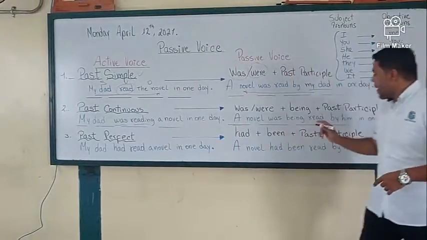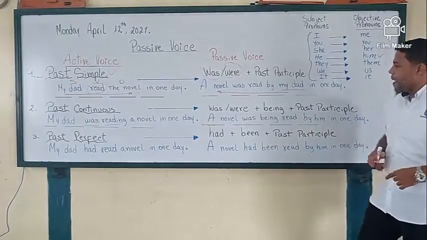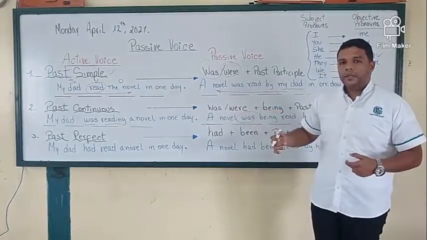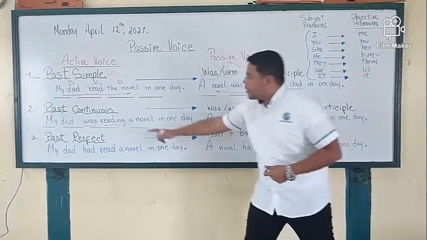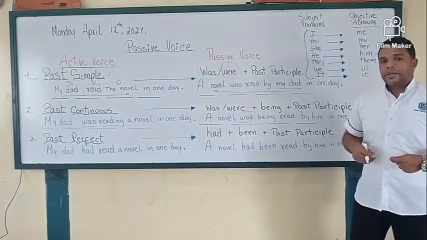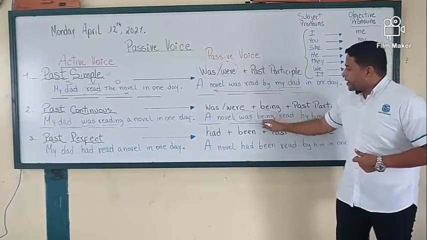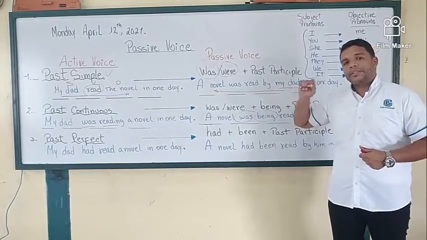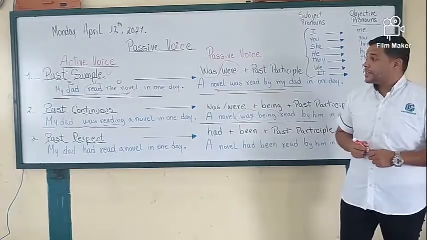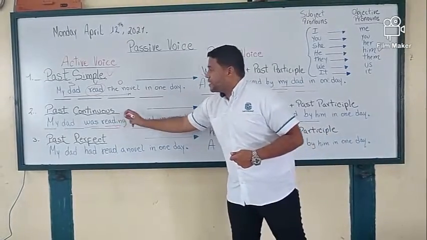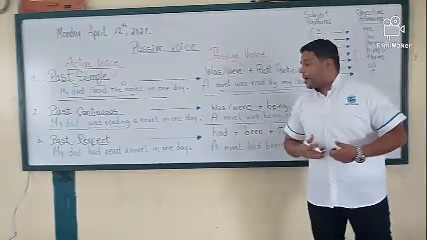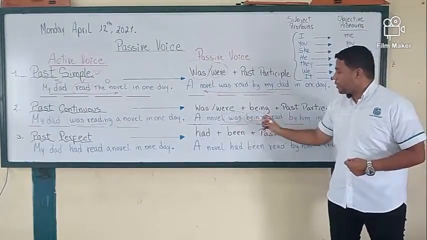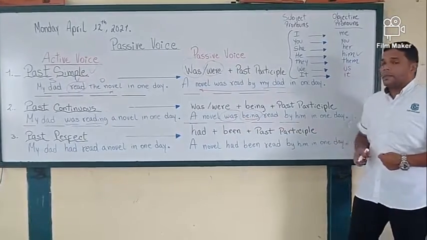A novel was being read by him in one day. Alright? So was is the auxiliary that comes, you know, by design with the past continuous sentence. But the being part is just because, as I said before, the verb to be is going to adopt the time or the tense of each of these single sentences. Since this is ing, because it's a past continuous or a past progressive sentence, that's why we're going to use here the being part. So a novel was being read by him in one day.